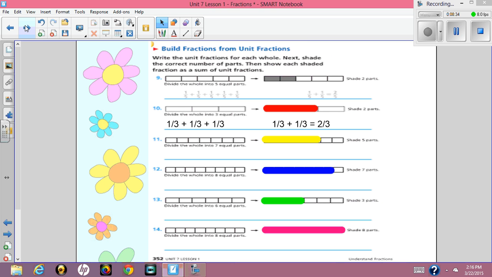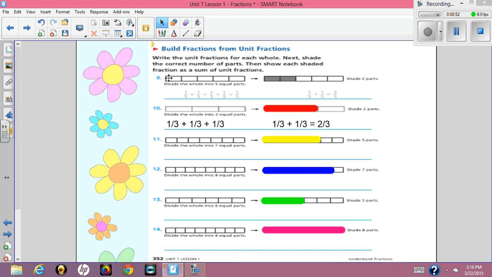Let's now build some fractions with unit fractions. So write the unit fraction for each whole. Next, shade the correct number of parts. Then show each shaded fraction as a sum of the unit fractions. So the first one is demonstrated for us.